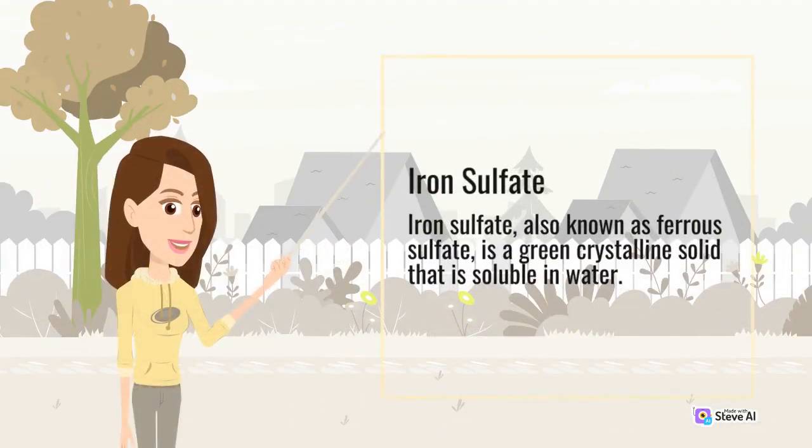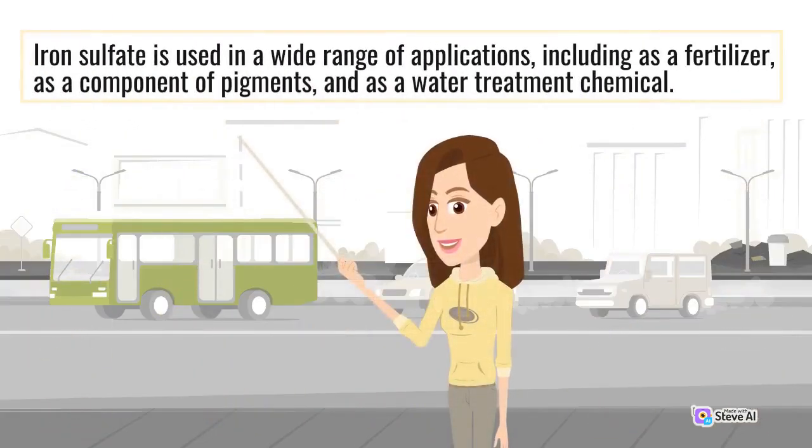Iron sulfate. Iron sulfate, also known as ferrous sulfate, is a green crystalline solid that is soluble in water. Iron sulfate is used in a wide range of applications, including as a fertilizer, as a component of pigments, and as a water treatment chemical.